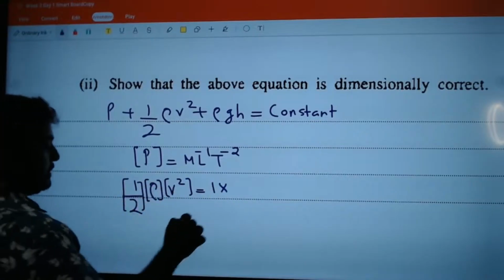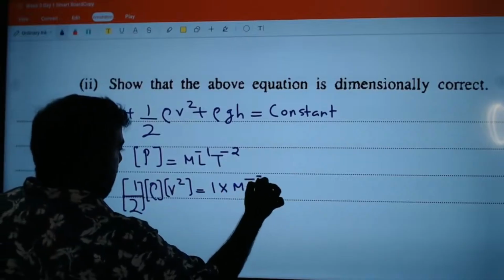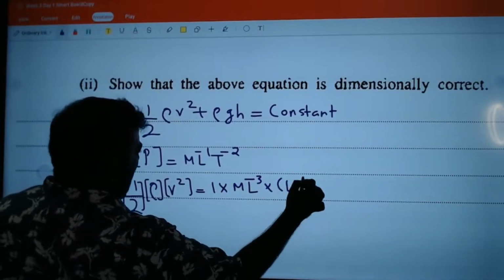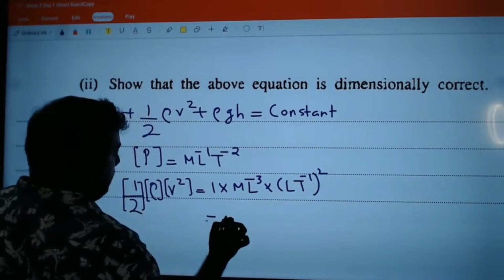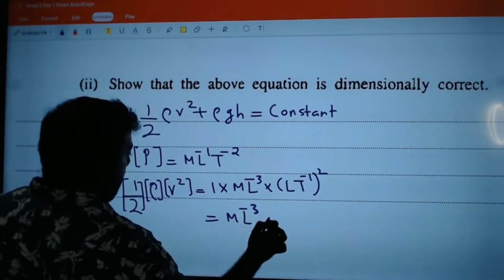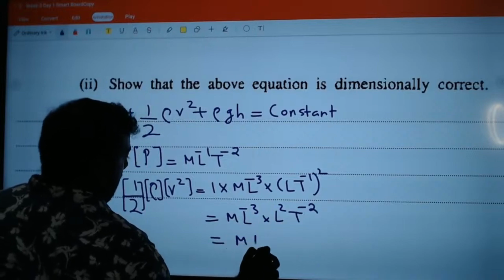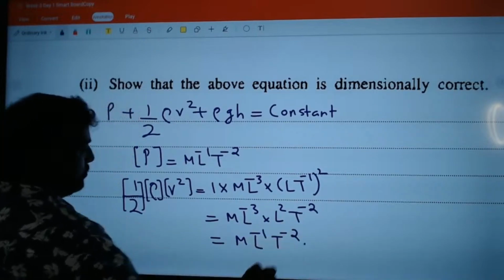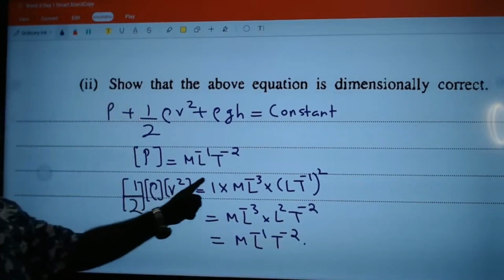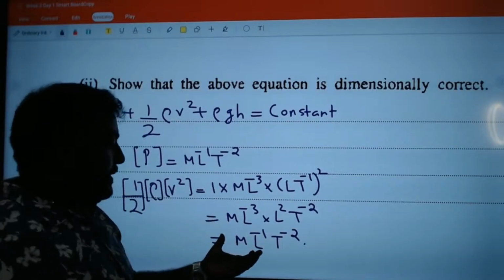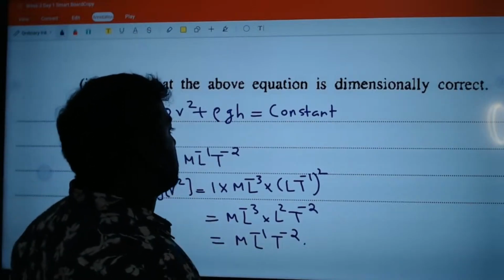Half has no dimensions. Rho is ML minus 3, V squared is LT minus 1 squared. So ML minus 3, L squared T minus 2, which gives ML minus 1 T minus 2. There you go, half rho V squared also has the same dimensions as pressure.